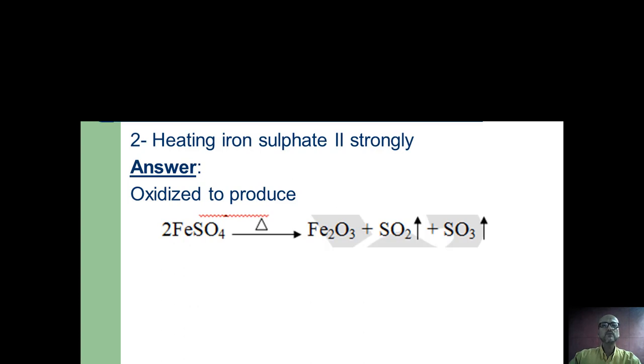Next, heating iron sulfate 2 strongly. It will oxidize to produce hematite. So here in this case, the oxidation state was 2 and converted to 3. Hematite is an oxide 3. And 2 gases. I call them SOSO to never forget them: SO2 plus SO3.